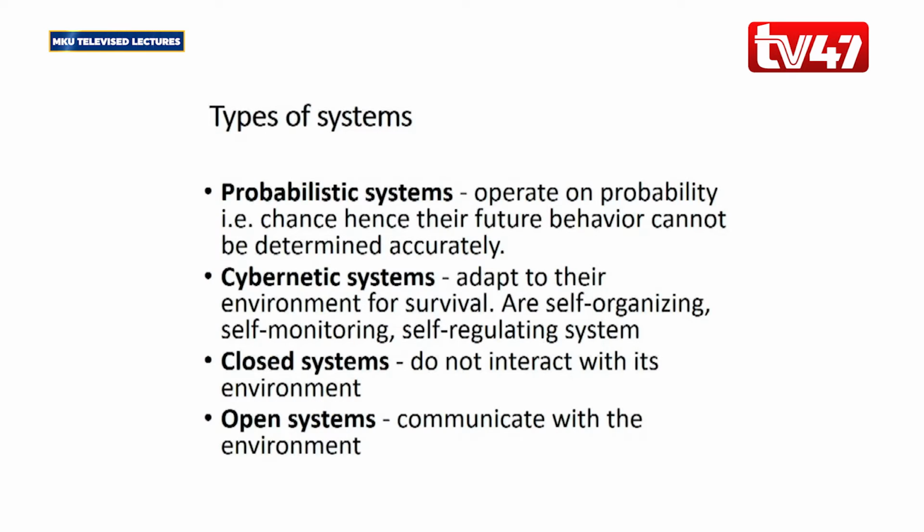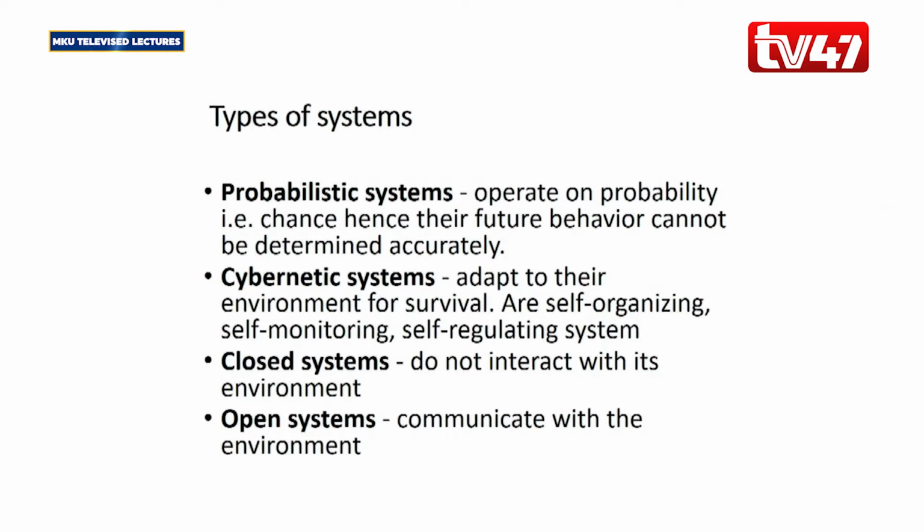They operate on chances. We also have cybernetic systems which adapt to their environment for survival. They're usually self-organizing, self-monitoring, self-regulating automatically. For example, the orbit is self-adapting in nature. It can organize itself, monitor itself, and behave in a manner that relates to the environment that it is currently in.